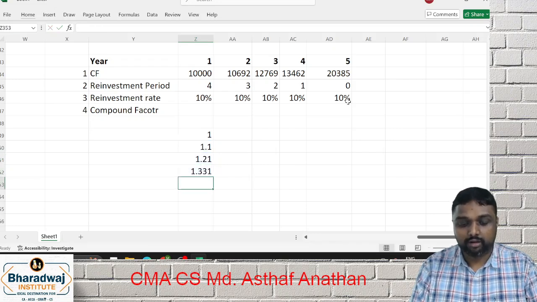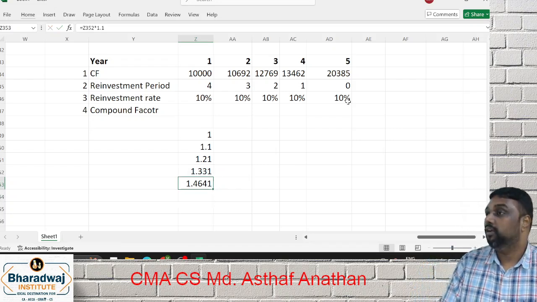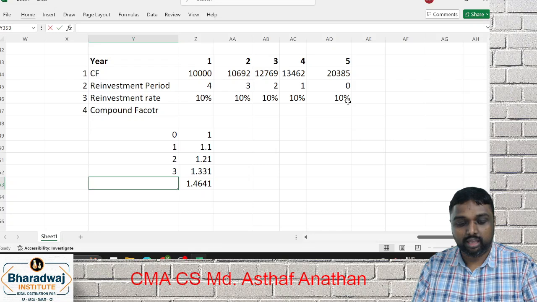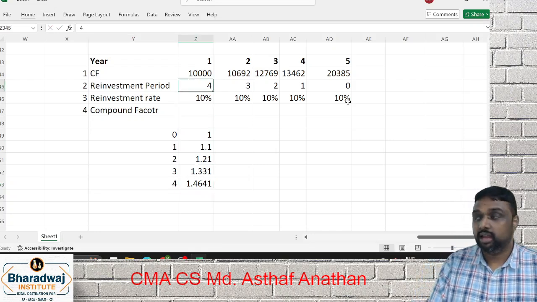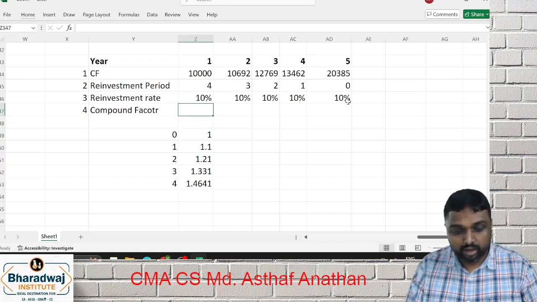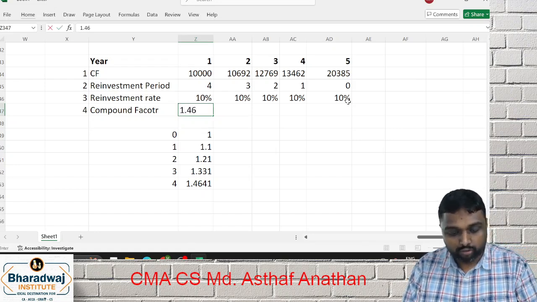Again after 1 year it will be 1.31. Again after 1 year it will be what? 1.46. This is the value now. This is after 1 year, 2 year, 3 year, 4 year. So we need 4 years. 1 rupee will become what? So your compounding factor you have to take 1.46 forward.